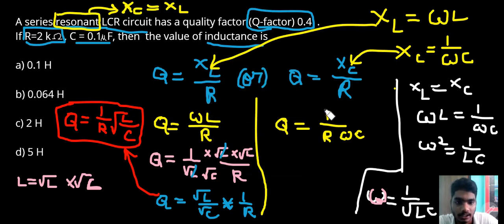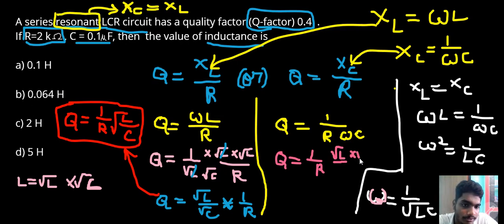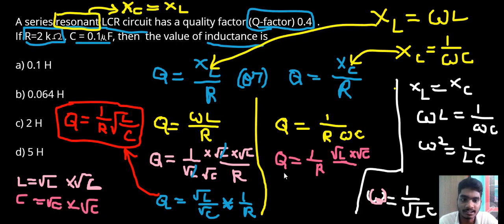Now, as this is the resonant condition, the omega value will be substituted here. Q is equal to 1 by R into omega, and omega value is 1 by root of LC. Then 1 by omega can be written as root of L into root of C. Root LC can be written as root of L into root of C divided by C. Now C can be written as root C into root C.